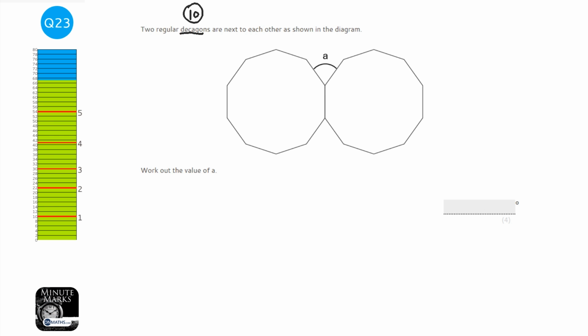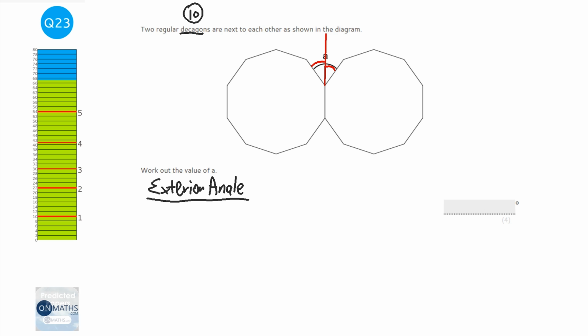A quicker way maybe, and especially on the non-calculator paper, but it works on both papers, is to draw a line up here and realise that you've got 2 exterior angles there. And the beauty of exterior angles for polygons is they always add up to 360. So to work out the exterior angle, always write down what you're working out.